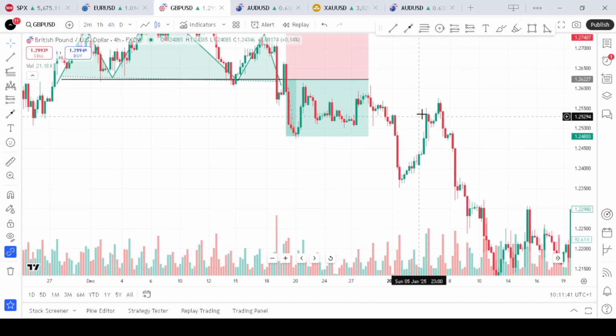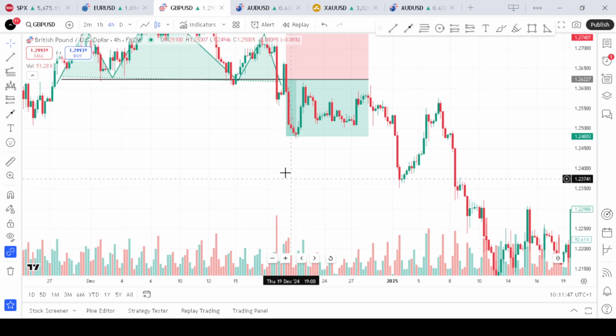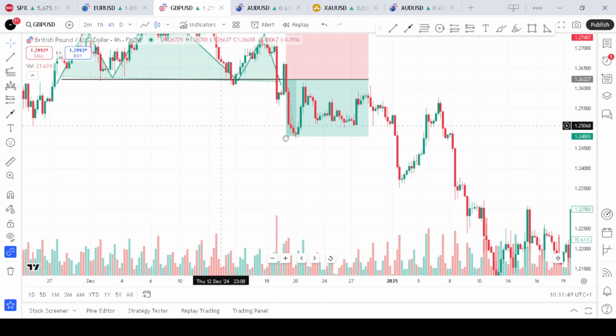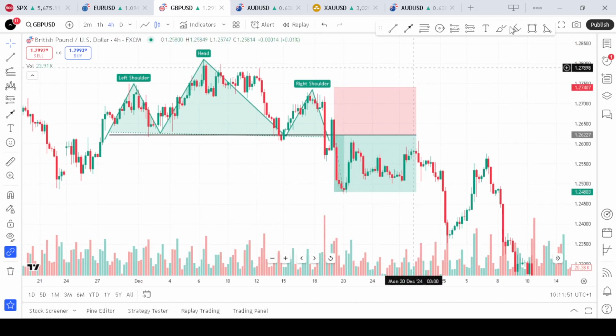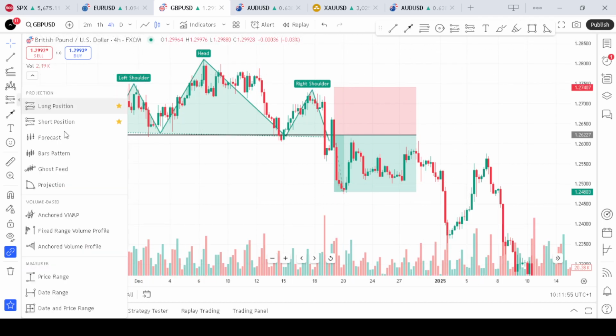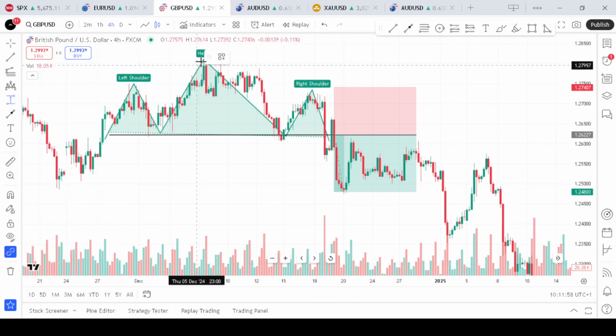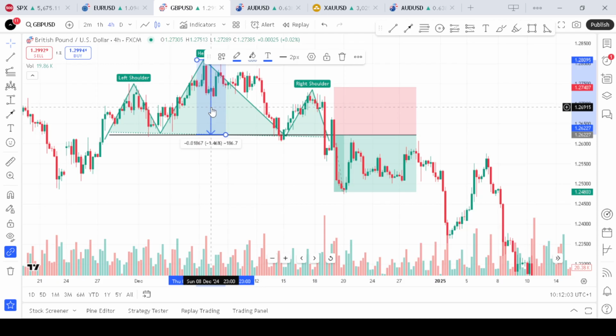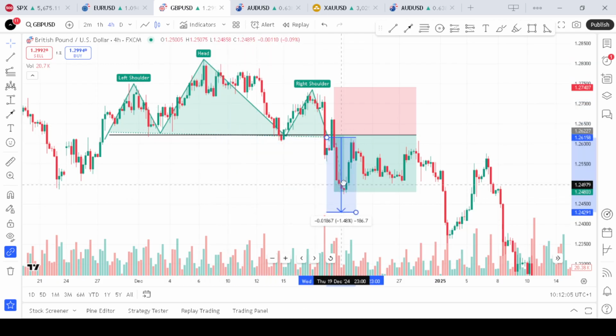Then you determine your take profit level. To calculate your take profit level, you measure the distance between the head, which is the highest peak, and the neckline. So you just measure the distance between the neckline and the highest peak, which is your distance. This is what you do. You measure from the head to the neckline. Then you can project this area as your projected area for your take profit.